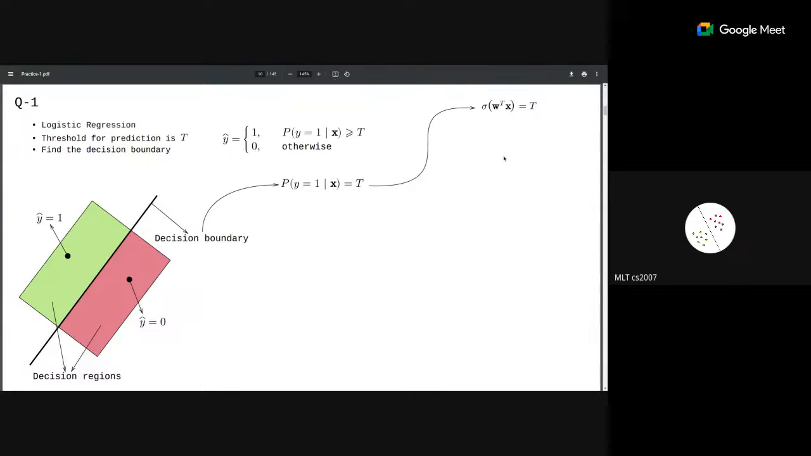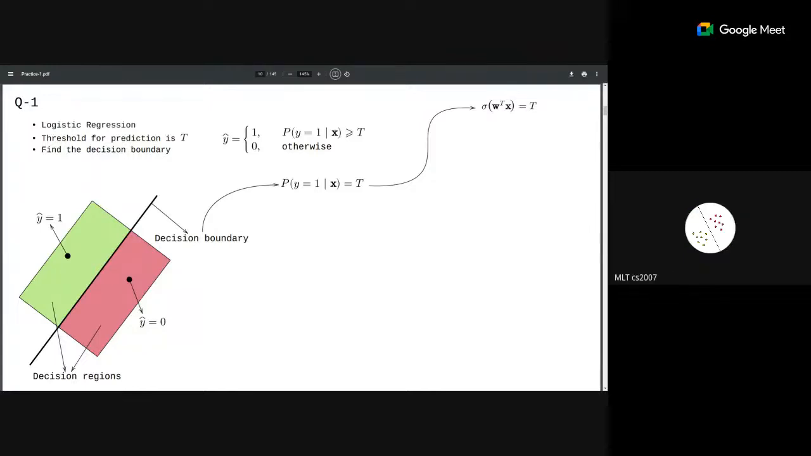Now, do you all agree so far? Are there any questions? Please stop me here. Sir, what will be the value? What is the probability when W transpose X equals 0?